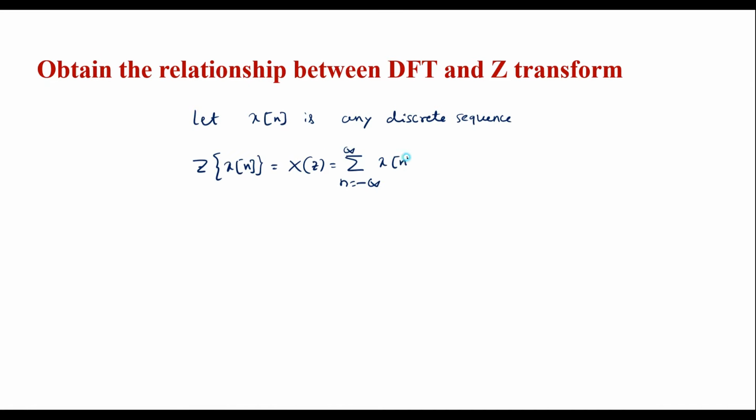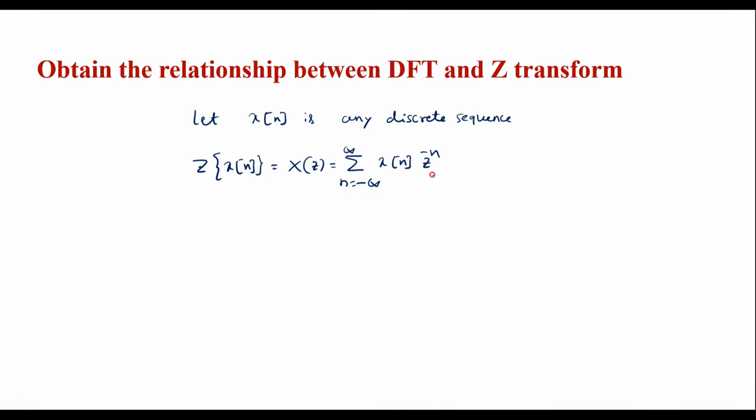let x of n be any discrete sequence. If we take the Z transform of this discrete sequence x of n, the Z transform of discrete sequence x of n is represented as x of z. So x of z is defined as summation n is equal to minus infinity to infinity x of n z power minus n. This is the basic definition of Z transform.